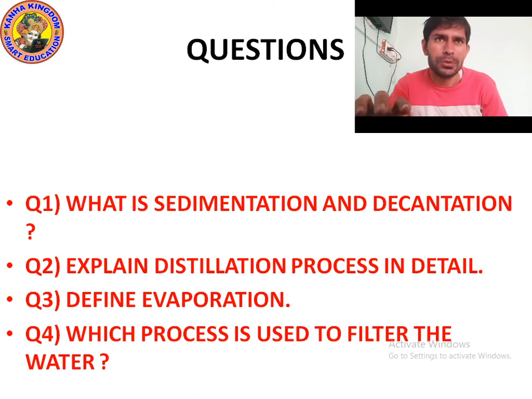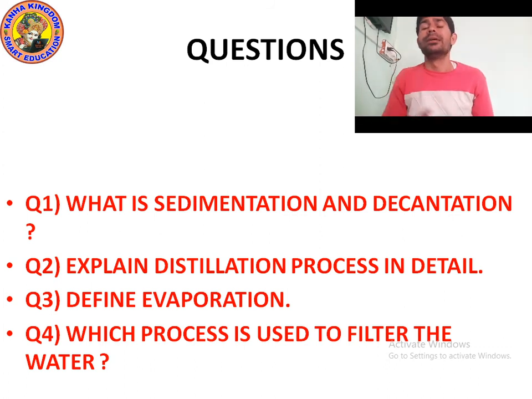Now question number 2. Explain the distillation process. Distillation is the process of separating the constituents of a liquid mixture. Liquid mixture constituents can be separated having different temperature, that means different boiling points. So distillation is the process of separation of constituents of a liquid mixture by vaporization, then again condensing the vapor into liquid. It involves a change of state from liquid to gas and again liquid.